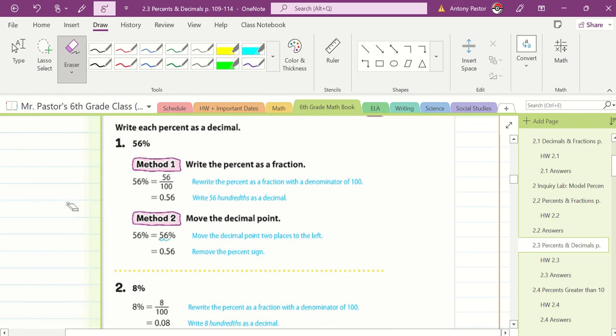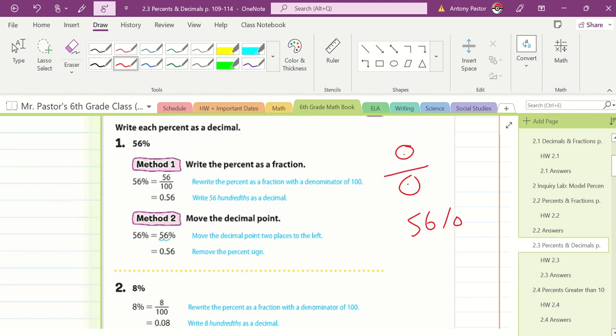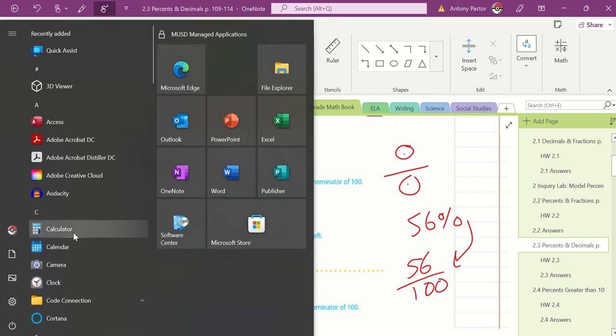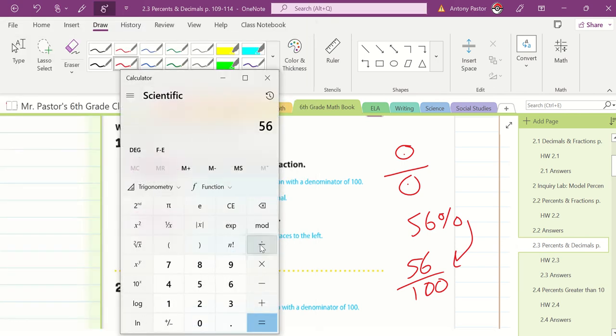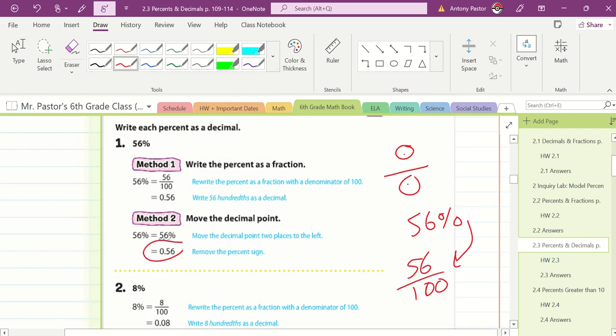Now, they're asking us to divide by 100. Again, like I taught you guys last lesson, in all decimal problems, the decimal symbol is basically a fraction. The dots represent numbers that haven't been chosen yet. So 56% as a fraction is 56 over 100. This is the same representation. Now, if I were to divide 56 by 100, I'm going to get 0.56. This is what this fraction represents. So as a decimal, it would be 0.56.